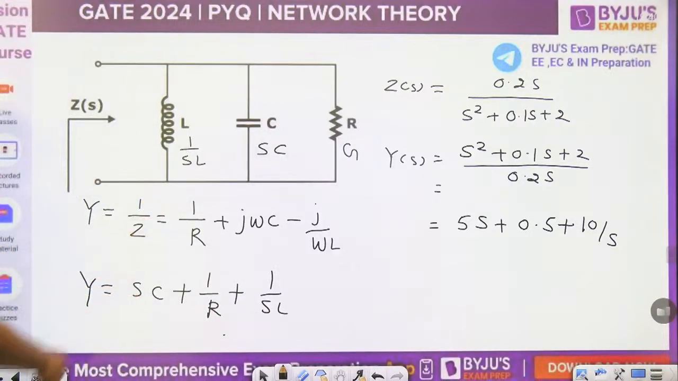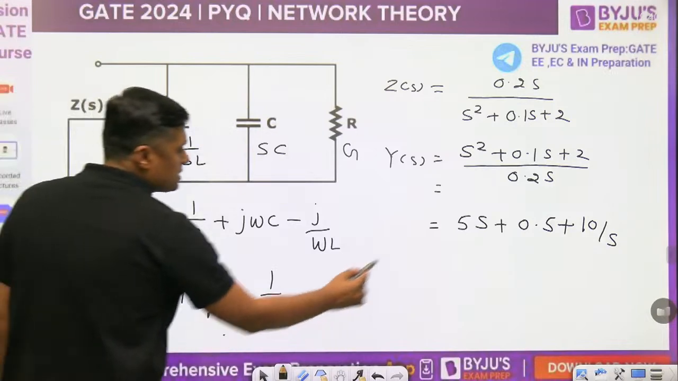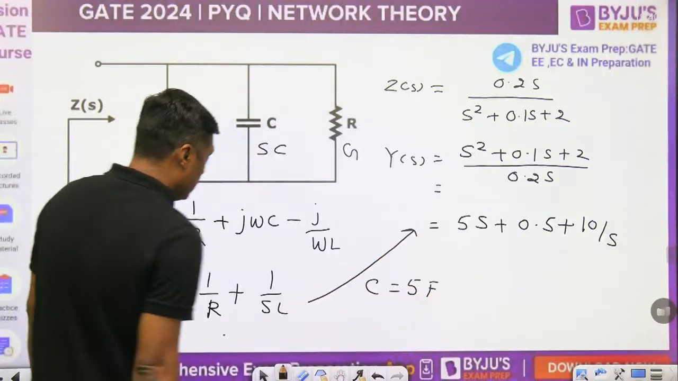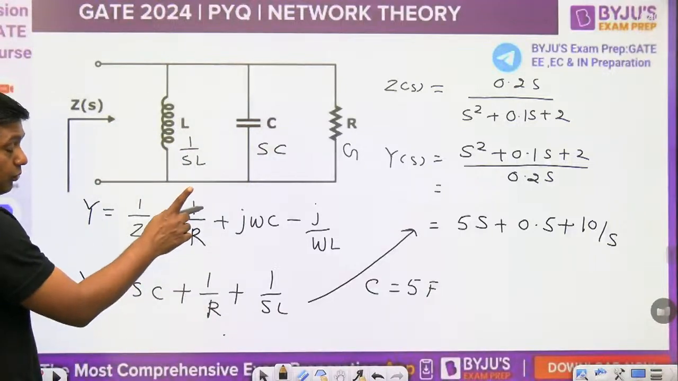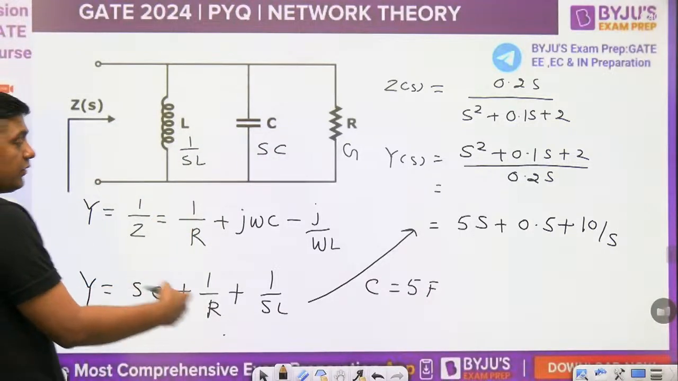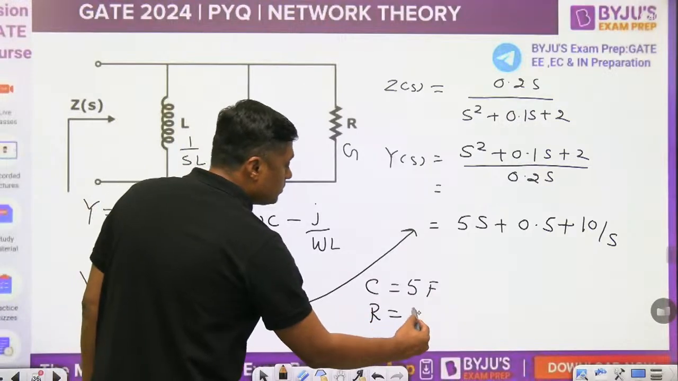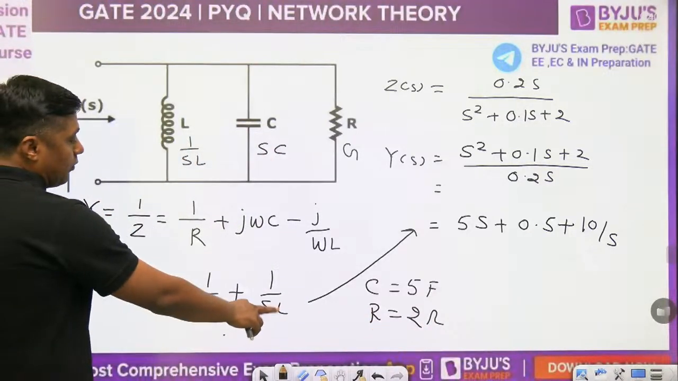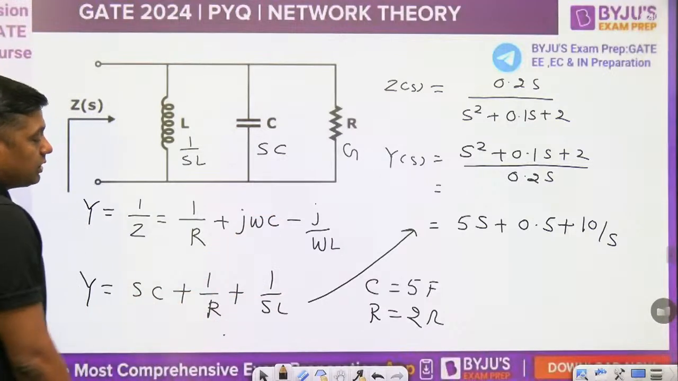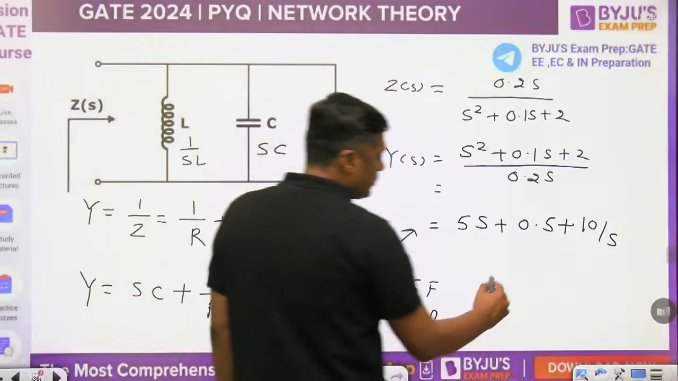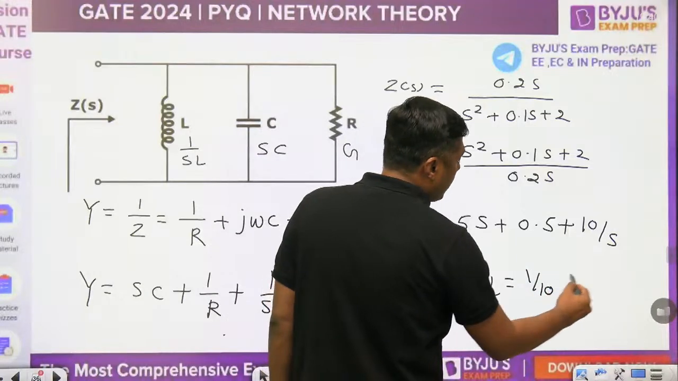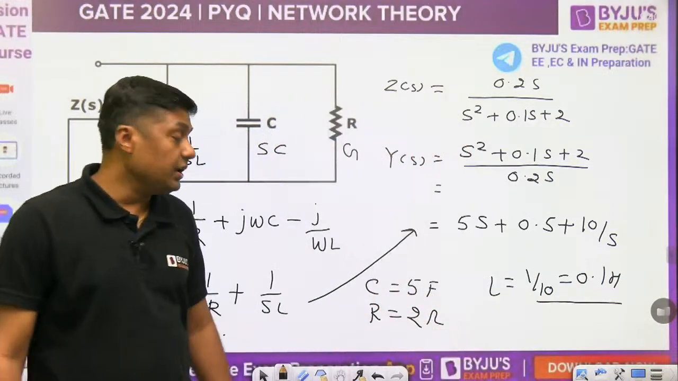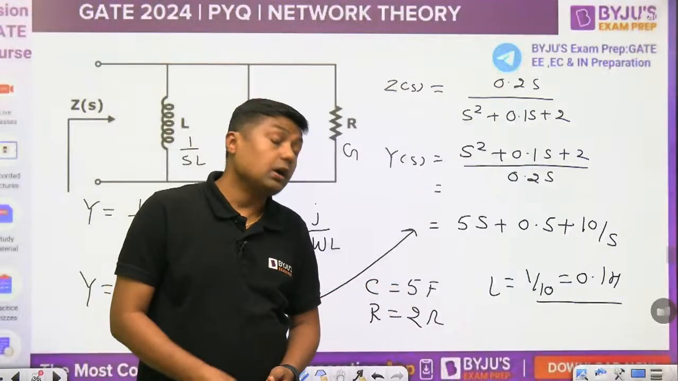You will find that C is equal to 5 farad. Then 1 by R is equal to 0.5, so R is equal to 2 ohm. And inductance L, 1 by L is equal to 10, so L is equal to 1 by 10, that is nothing but 0.1. Value of the inductor is 0.1 Henry, capacitance 5 farad, and resistor 2 ohm.